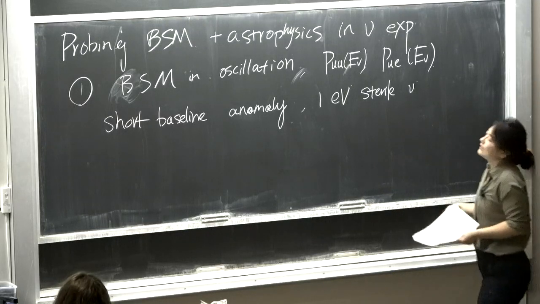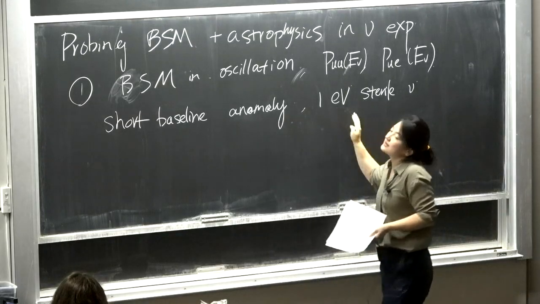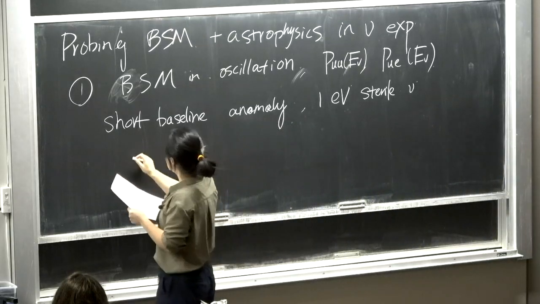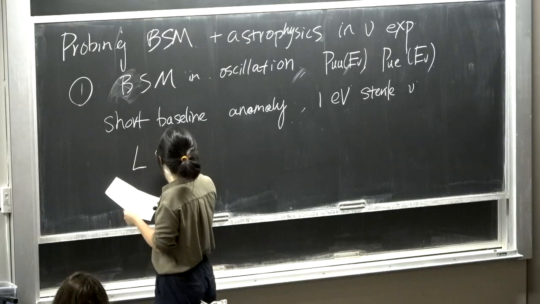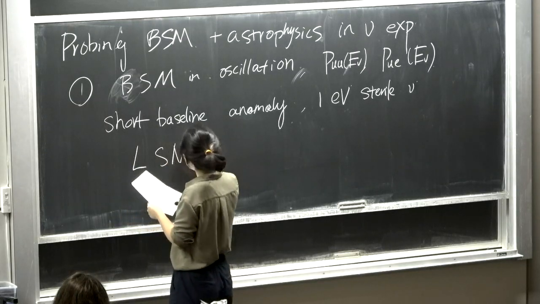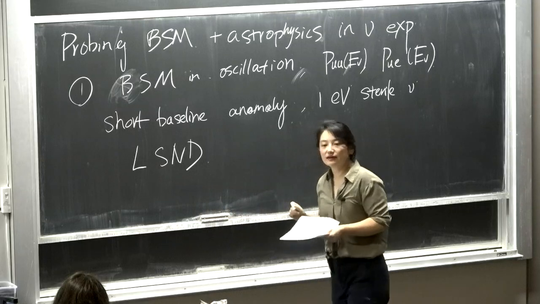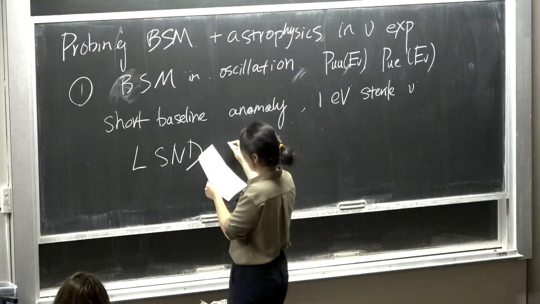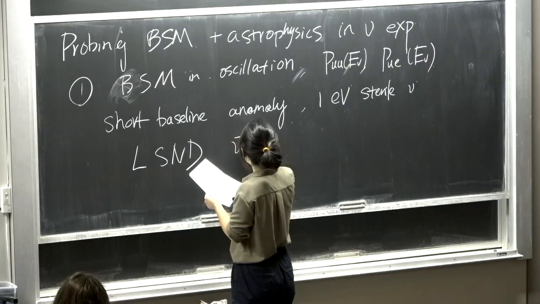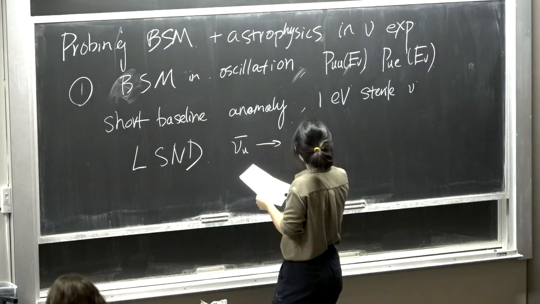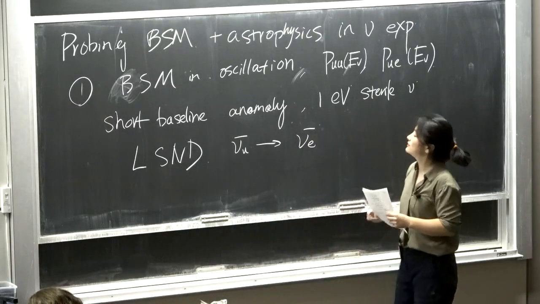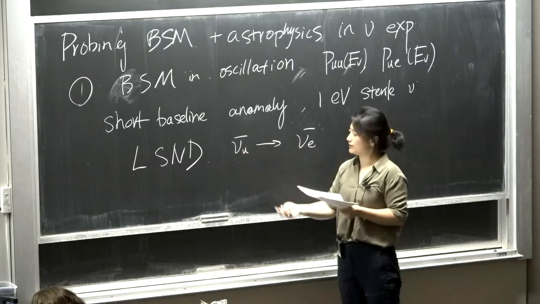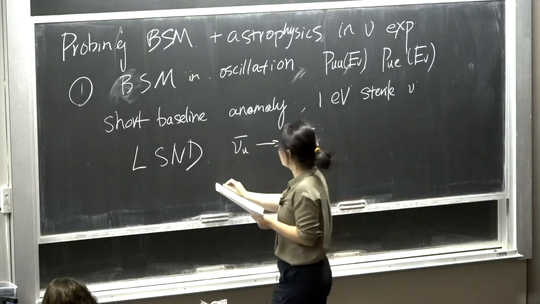This was really a case driven by an experimental anomaly. About 20 years ago, an experiment called LSND was trying to measure neutrino oscillation. One of the channels they looked at is they produce muon anti-neutrinos, and this is from pion decay at rest.